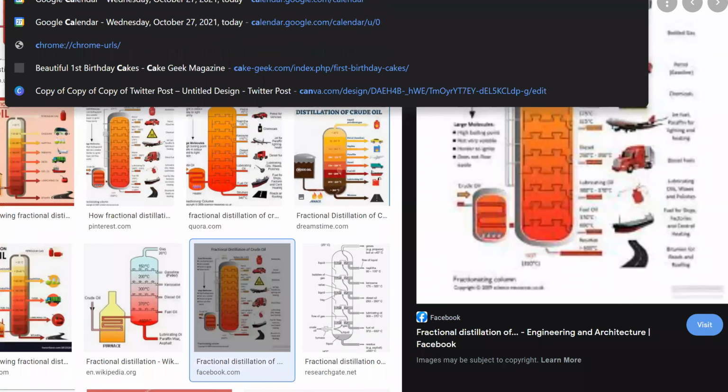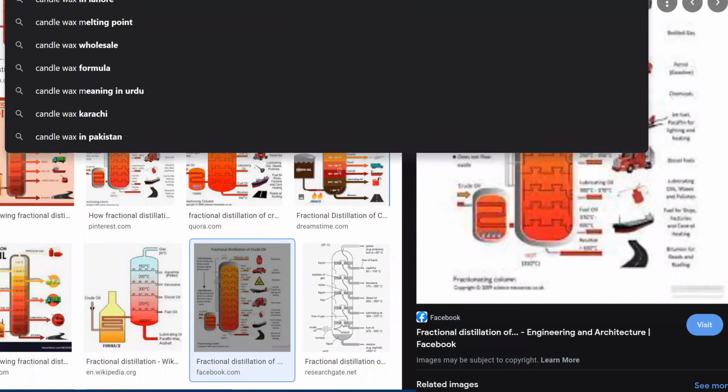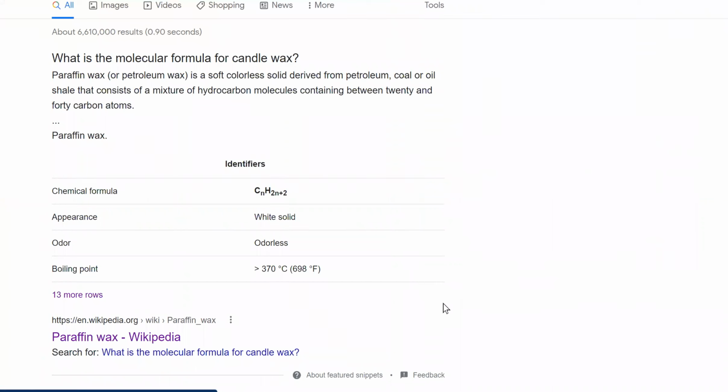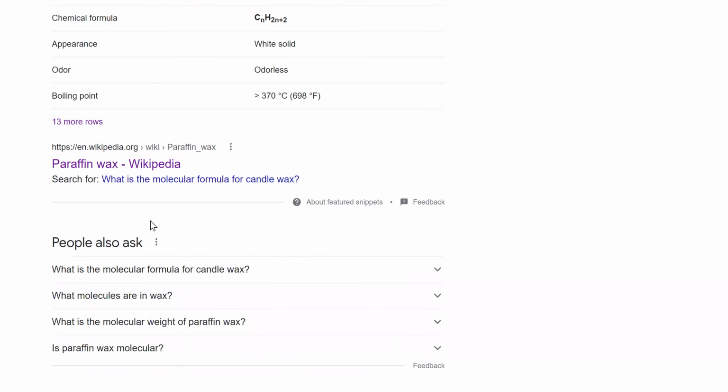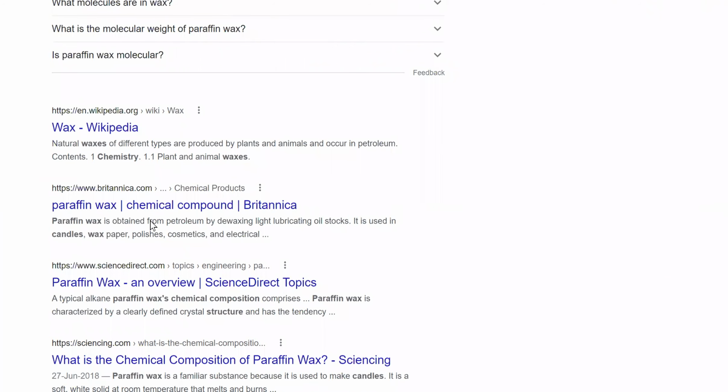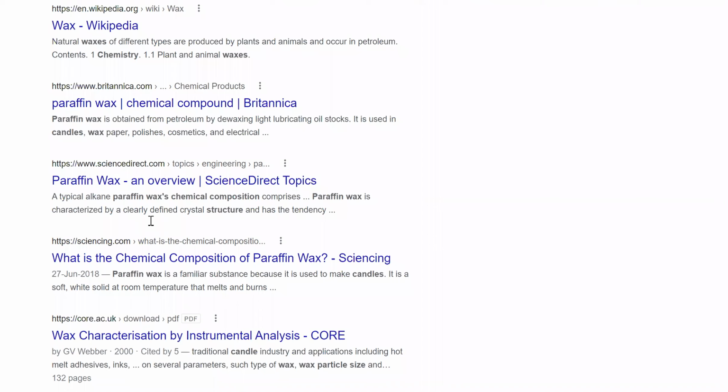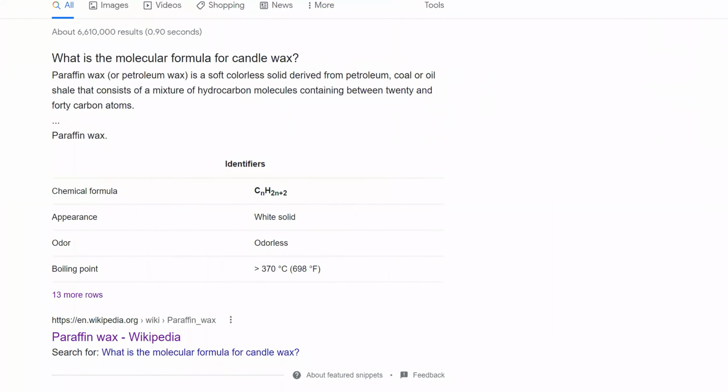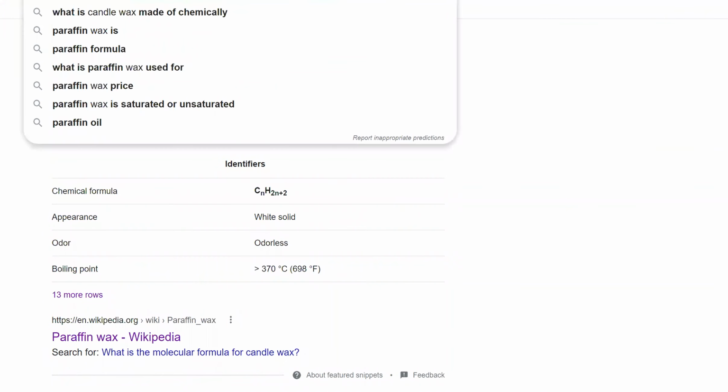Here, a candle wax molecule, one second. As a candle wax molecule size, you can see it's a molecule that's between 20 and 40 carbon. That's paraffin wax. So it's around 40 carbon atoms. Let's do the size of bitumen.